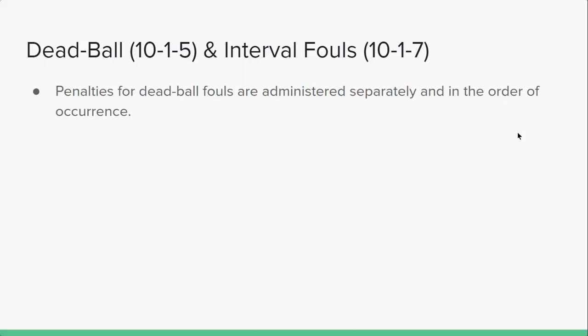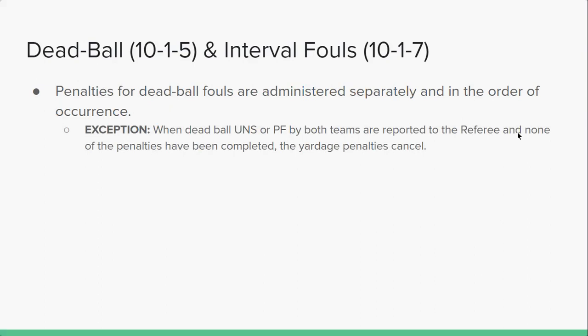Remember that penalties for dead ball fouls are administered separately in the order of occurrence. We're dealing with things like false start, 12 in formation, illegal kicks before they're ready for play, dead ball, and sportsmanlike conduct fouls. We will always enforce those separately and in the order of occurrence, except if we have a dead ball unsportsmanlike or dead ball personal foul by both teams, and they're reported to the referee and we haven't completed any of those penalties, we would cancel that. So we could theoretically offset 3 unsportsmanlike conduct penalties against one team with 1 unsportsmanlike conduct penalty by another team if the penalty was not completed.